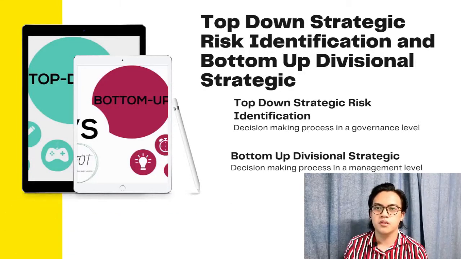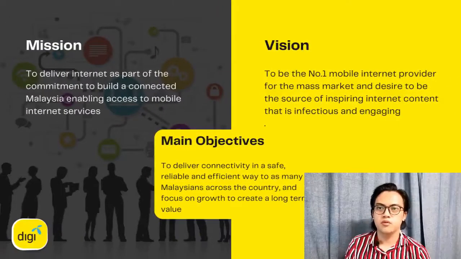I will present about the DG.com Berhad ERM approach. The first is the top-down strategic risk identification, where it is a decision-making in a governance level. Next is the bottom-up divisional strategic, where it is a decision-making in a management level. The next approach is the objectives.